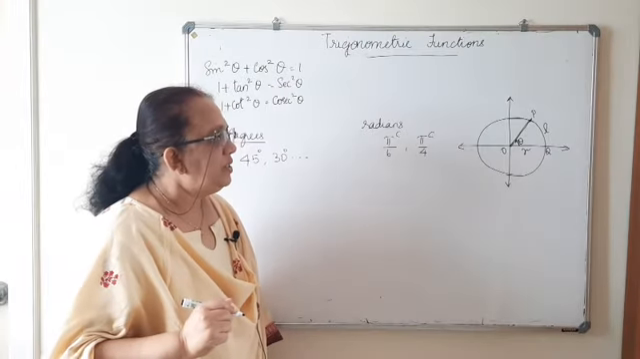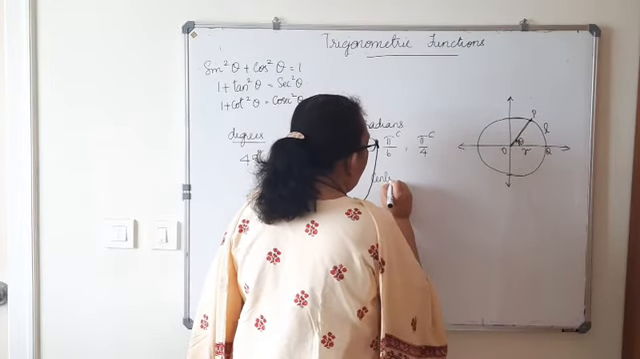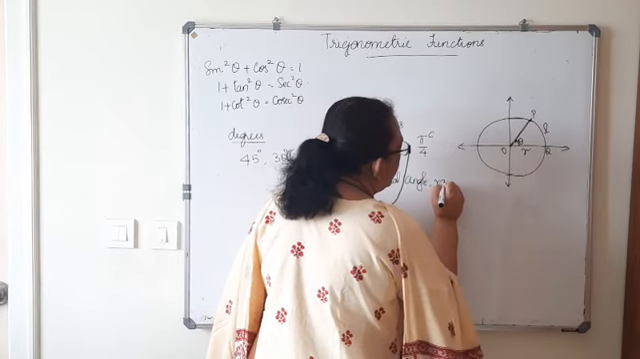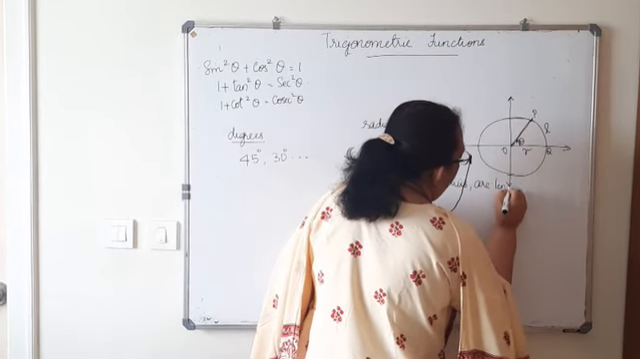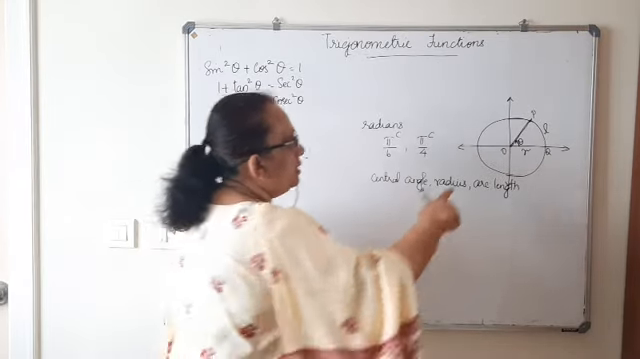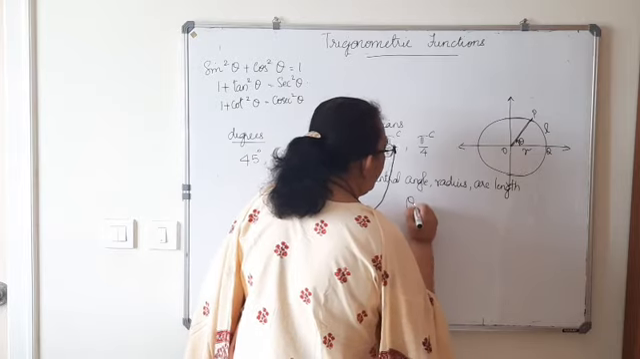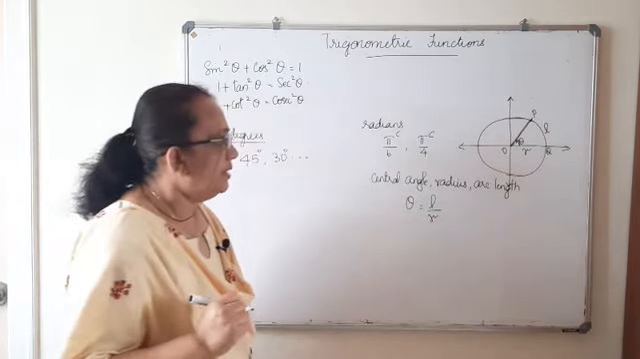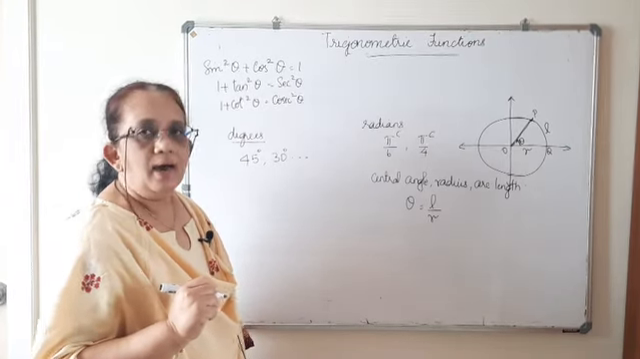Now there is a relationship between the central angle, radius and arc length. It is given by theta is equal to L by R, where theta is the central angle, R is the radius of the circle and L is the arc length.